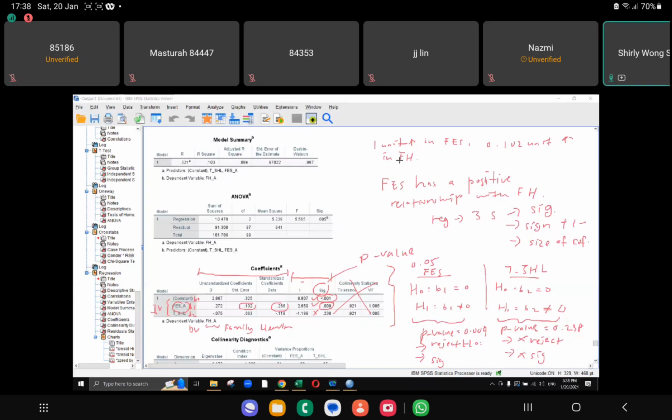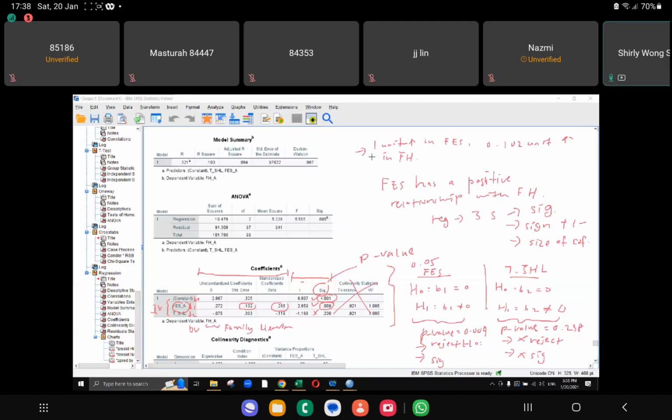So we call this the interpretation. You only need the interpretation when the relationship is significant. If the relationship is not significant, then you will not even need this interpretation, because once the variable is not significant, it is not going to explain the y already, right? So this is about regression.